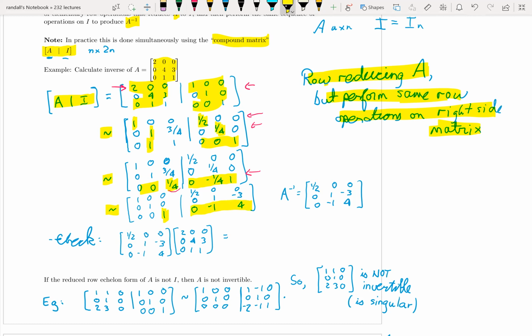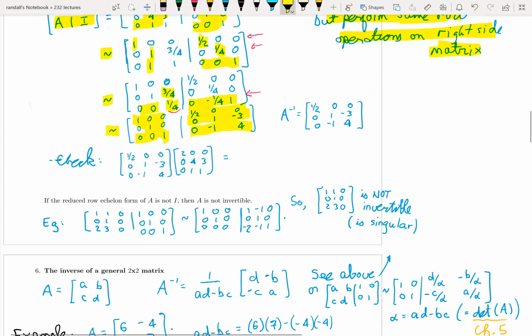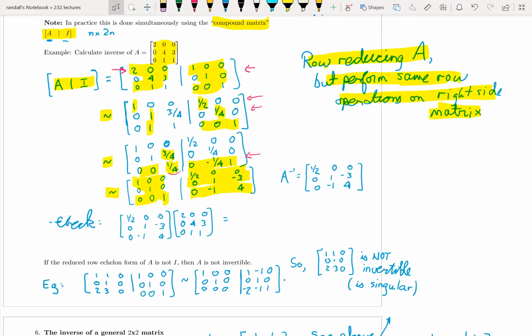Then I went to eliminate this 3/4. So what I did is I subtracted 3 times that new third row, and you will get this matrix here. The top row I didn't change. Now this is row reduced echelon form. It's the identity. So I'm finished with my row reduction. I reached the identity.